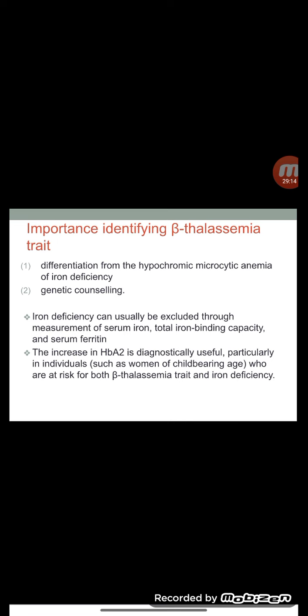Iron deficiency can usually be excluded through measurement of serum iron, total iron binding capacity, and serum ferritin. The increase in HbA2 is diagnostically useful, particularly in individuals of childbearing age who are at risk for both beta thalassemia trait and iron deficiency. Usually in countries where beta thalassemia is prevalent, like even in our country, those patients whose hemoglobin is less than 8 are usually screened for the presence of thalassemia, but usually it is not being done nowadays more commonly.